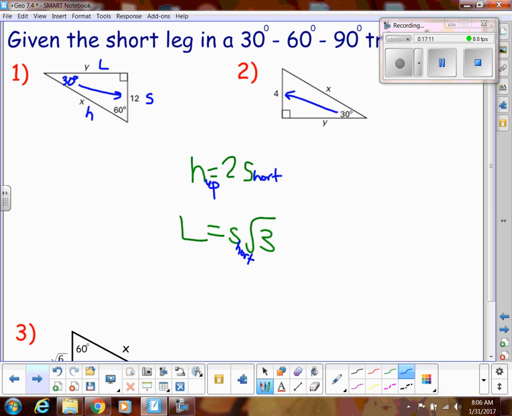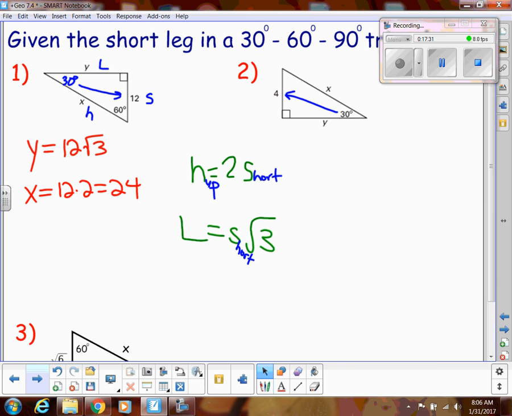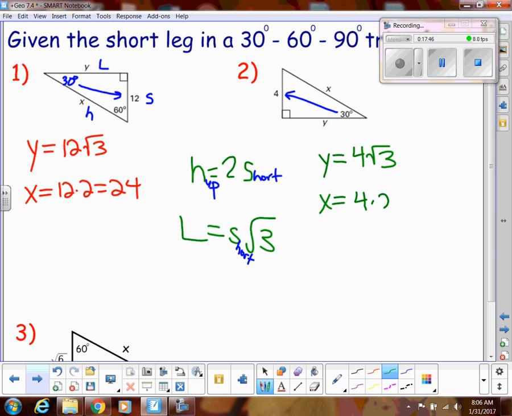All right, so let's do that. So for over here, my y is my long leg, so I'm just going to take my 12 and multiply by the root 3. Done. And then for my x, which is the hypotenuse, I'm just going to double my short, which is 12 times 2, which is 24. All right, let's do the same thing over here. I'm given 4 as my short side. Y is the long side, the long leg, I should say. So that's going to be 4 times the square root of 3. X is the hypotenuse, so that's going to be 4 times 2, which is 8.